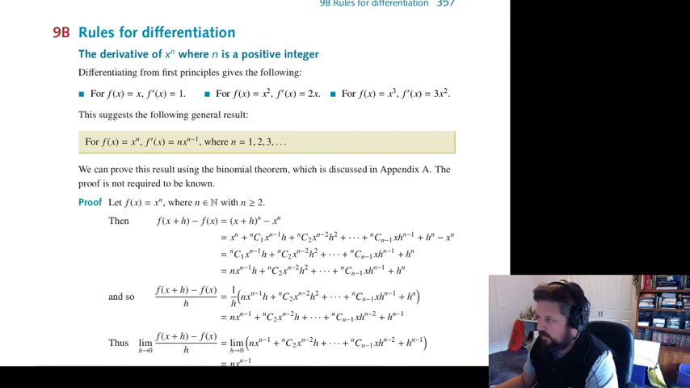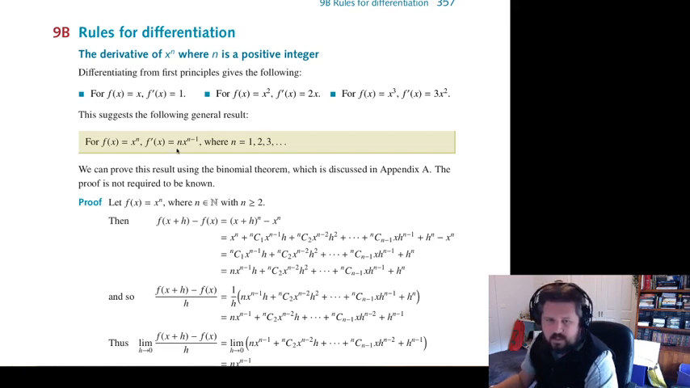This exercise that we're looking at, 9B, should be pretty much revision from Year 11. So let's get stuck straight into it. Alrighty, so there are some rules for differentiation, especially when you are working out the derivative of x to the power of n, where you've got a positive integer as n.